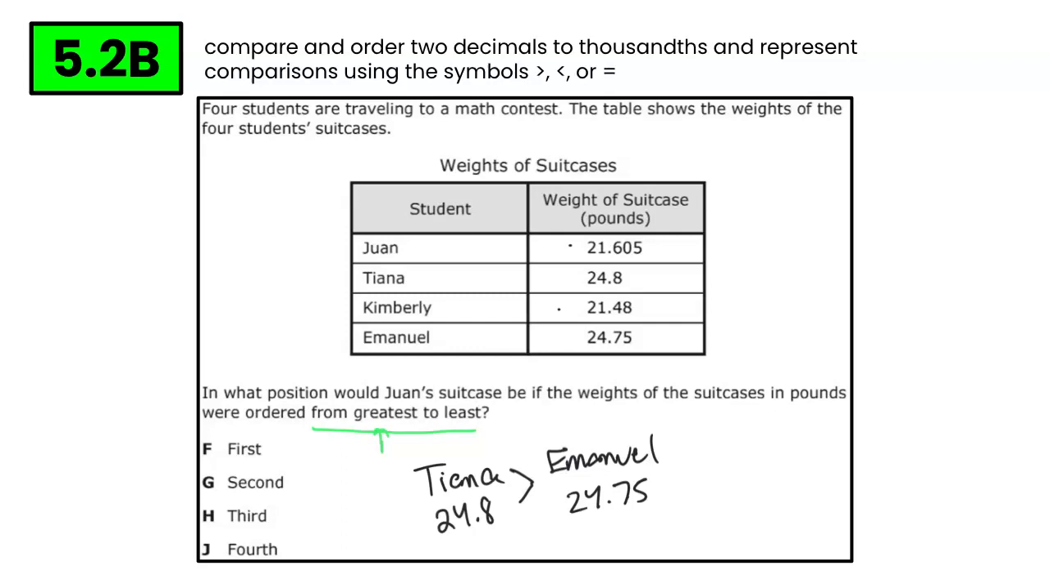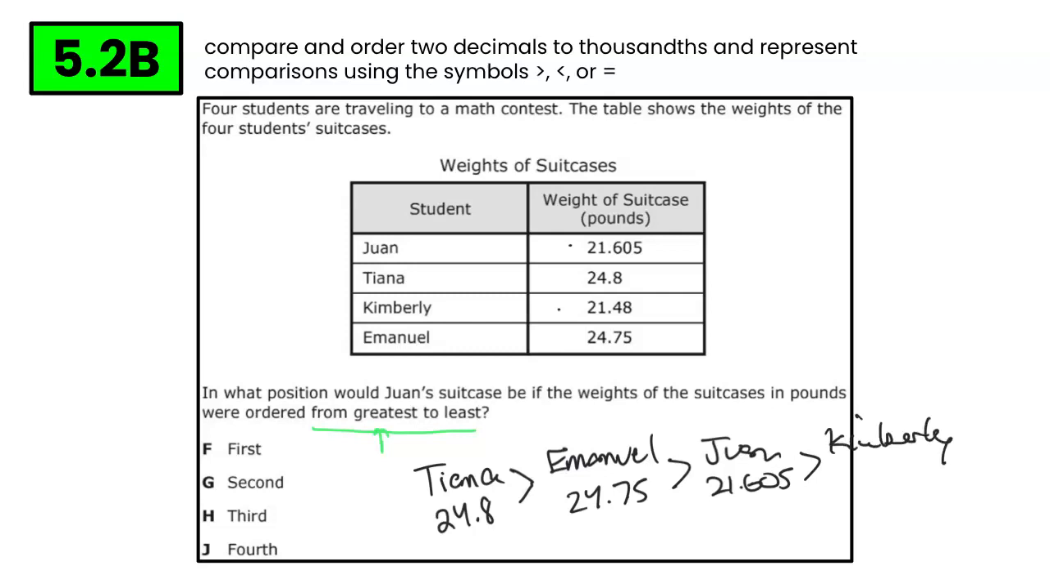Then if we compare Juan and Kimberly, what we're going to see is that the 2 and the 1 are good. And so then we go to the tenths place. Juan has a 6. Kimberly has a 4, and so Juan has a greater number in the tenths place value, and so therefore he is going to be the next in line. So Juan, with his number of 21.605, is going to be the next one. Then, obviously, the last one would be Kimberly.